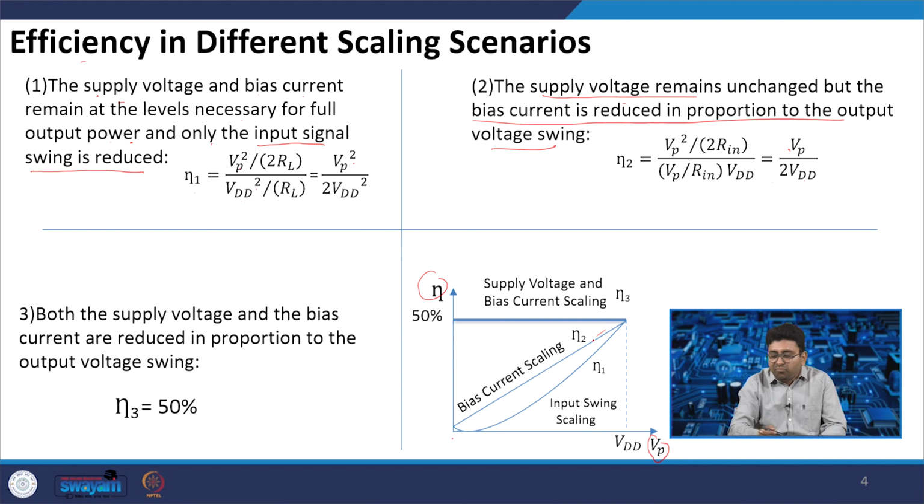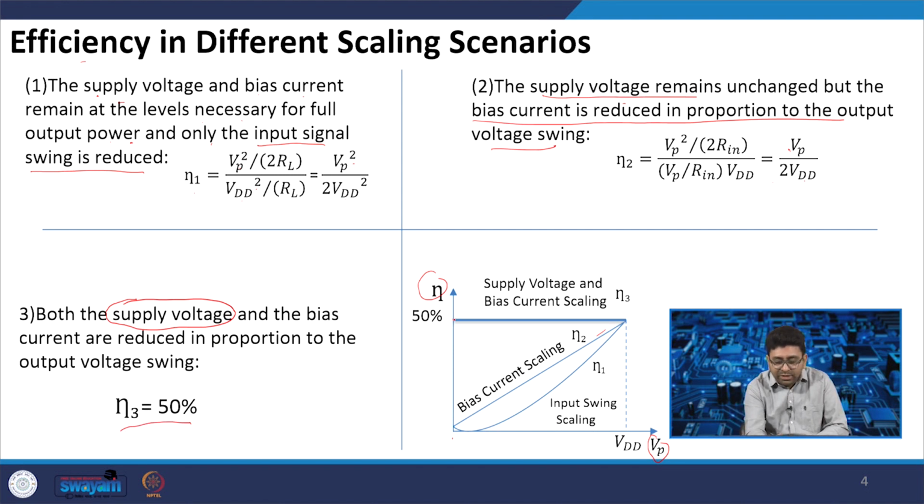So, this is a linear function of the Vp, how it is changing. And if we have both supply voltage and bias current which are reduced in proportion to the output voltage swing, then, which is very important, you require a supply voltage also varying with the swing, and it is very difficult to design an amplifier in which you need to scale the supply voltage, then only it will reach the 50% efficiency.